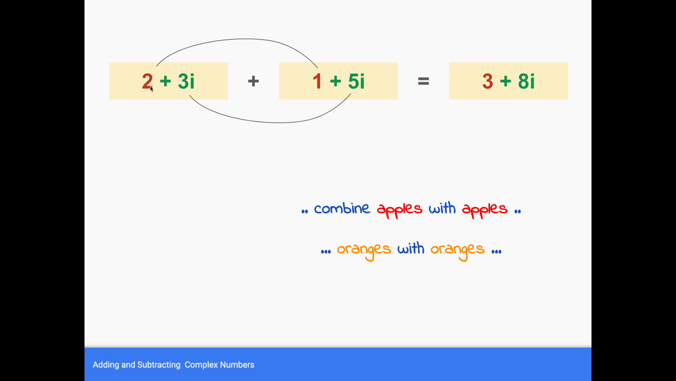So when we add this complex number to this one, we bring together like for like, apples with apples, oranges with oranges. So here we bring together the real parts 2 and 1, and we bring together the imaginary parts 3 and 5. So that brings us 2 and 1 is 3, and 3i and 5i is 8i. Simple. I could have just said that, but I wanted to explain why that's the case. We're simply bringing together things of the same kind.